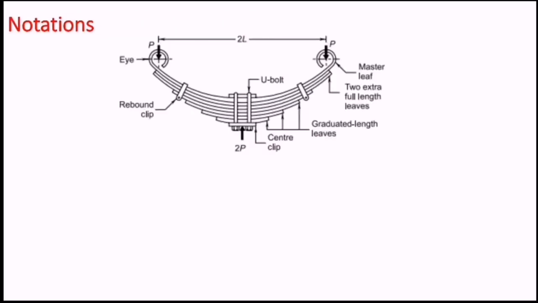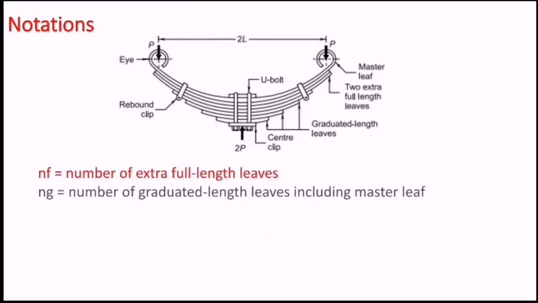Let us now go through the notations which we will be using for the leaf spring. As shown in the figure, NF is number of extra full length leaves and NG is number of graduated length leaves. N is total number of leaves. So I can write N is equal to NG plus NF.